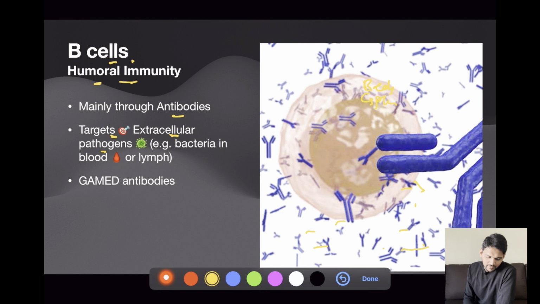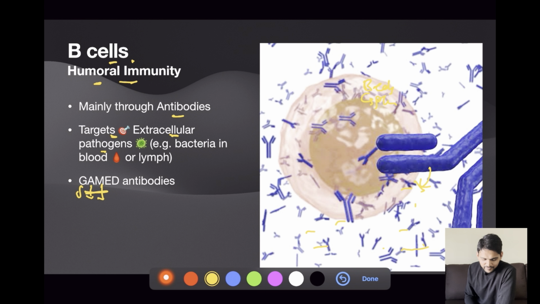And we know that these antibodies, there are totally 5 isotypes, like 5 immunoglobulins. We can remember that using that famous mnemonic GAMED. So IgG, IgA, IgM, IgE, IgD immunoglobulins.